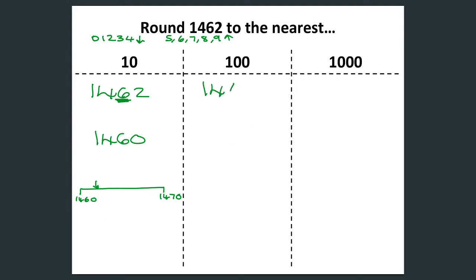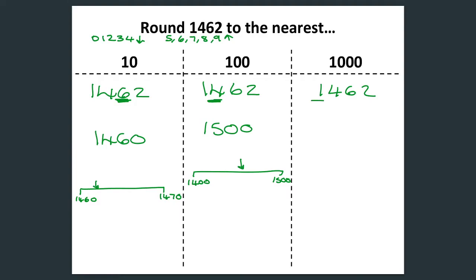This time though, we want to look at the hundreds. So we're going to underline our 100. Now what is this 6 going to do? Well, if we have 1,400 on this side and 1,500 on this side, the 60 means it's a little over halfway. So it's going to be closer to 1,500. So that's our answer.